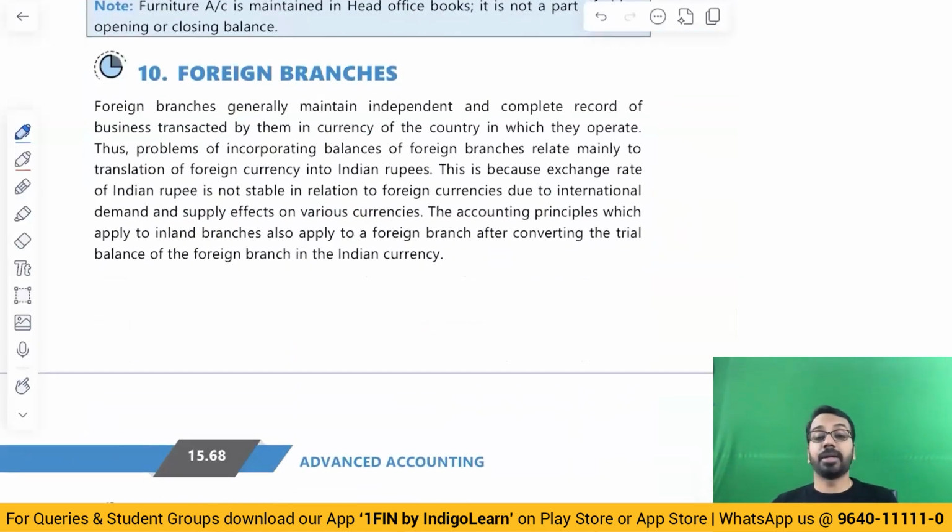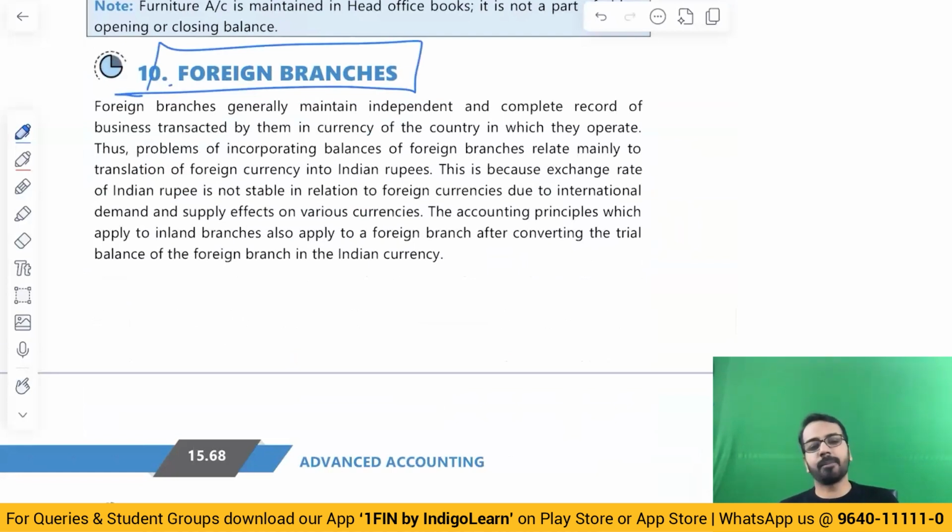Okay. Now, having discussed the independent branches and the dependent branches, more weightage I would again say is towards dependent branches, where you will get the stock and debtors method the maximum number of times. Practice once again so that you're clear on how the accounts are to be handled. Then a lot of time there is a good focus on foreign branches as well.